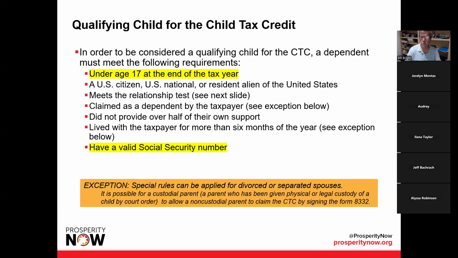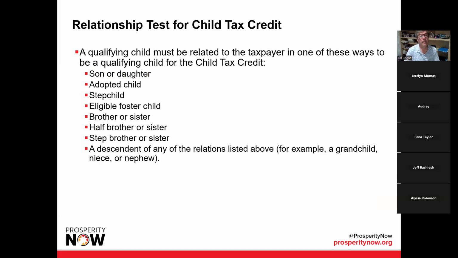Now, there are special rules with divorced and separated parents. Generally, we hope that is worked out in the various custody issues, that mom can claim the children on the even years and dad on the odd years, something like that. So again, just like we talked about before, as far as claiming a dependent, they must be related to the taxpayer in one of these ways: son or daughter, adopted, stepchild, eligible foster child, brother or sister, stepbrother, stepsister, or descendant of any of those listed above, like a grandchild, niece, or nephew.